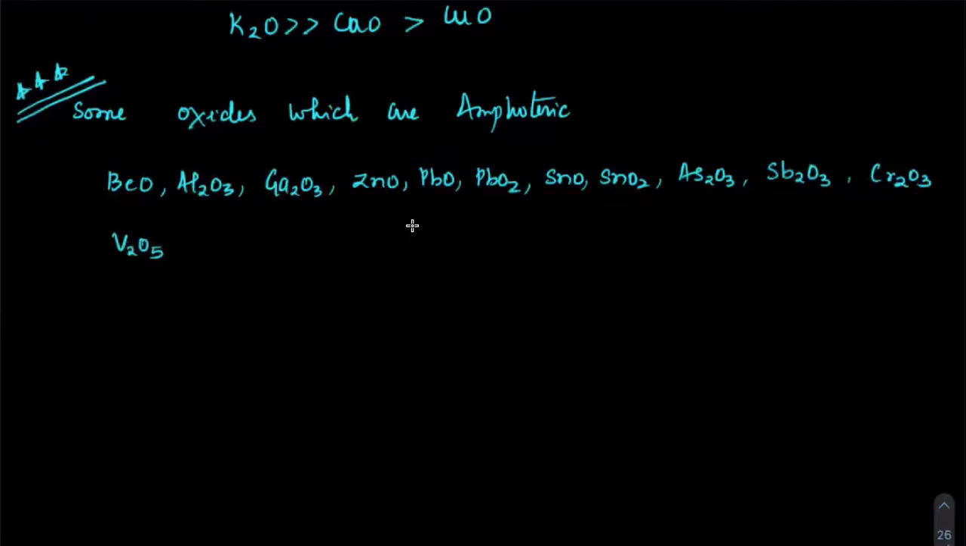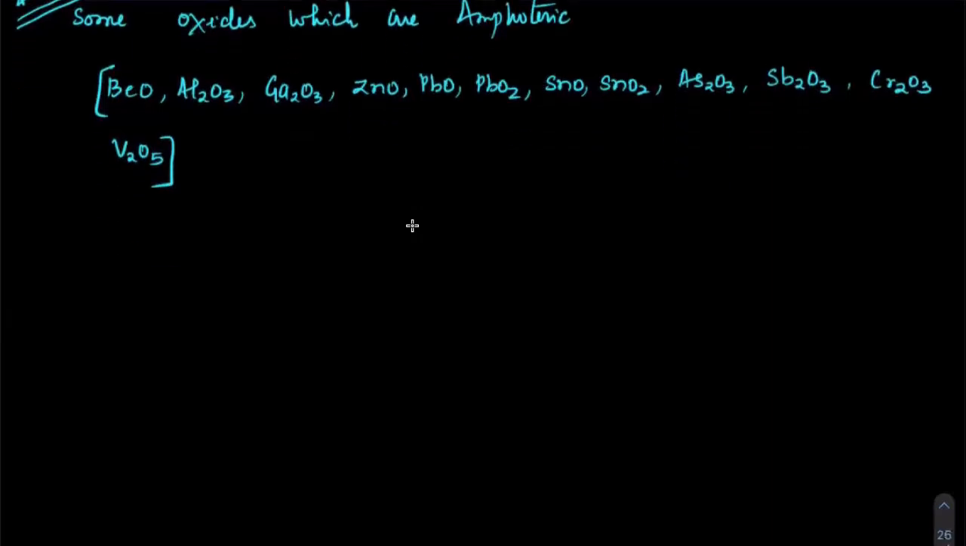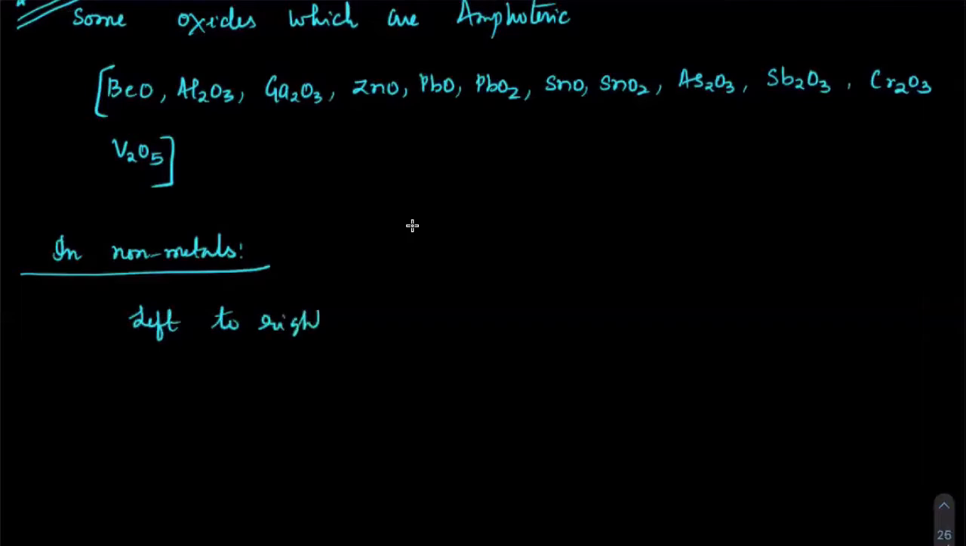Got it? These have been most asked in JEE exams, like which of the following are amphoteric in nature. So you should be able to find it out. Next, in non-metals. Group 1 and group 2 are only metallic, so here it is all about the p block. In the p block, left to right, non-metallic character increases, which means acidic character increases.